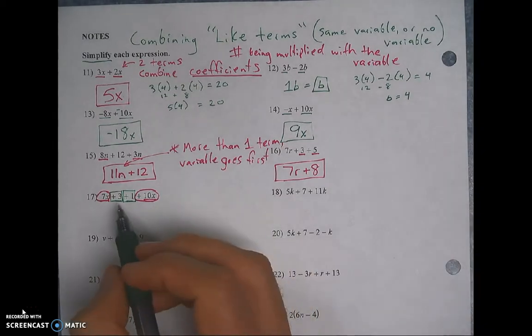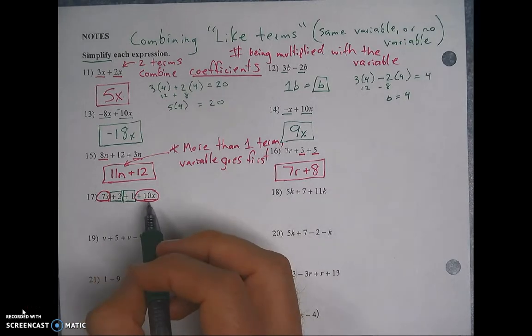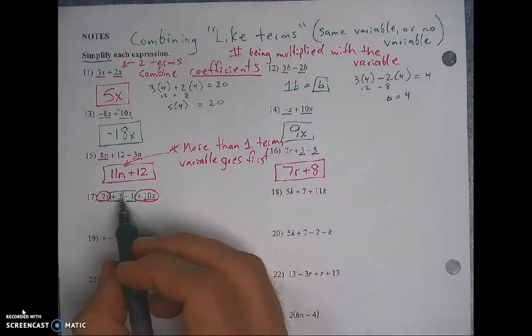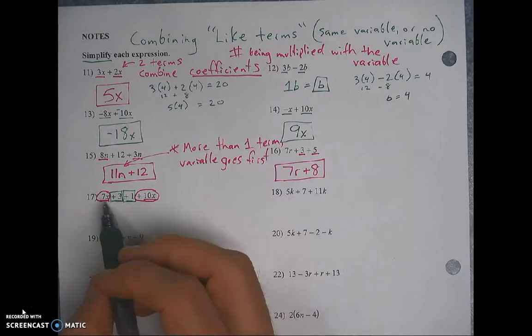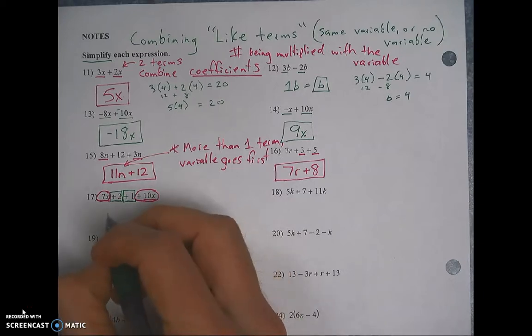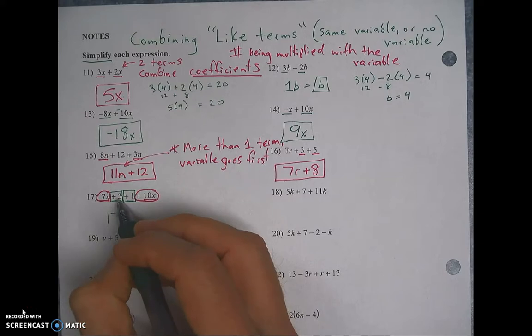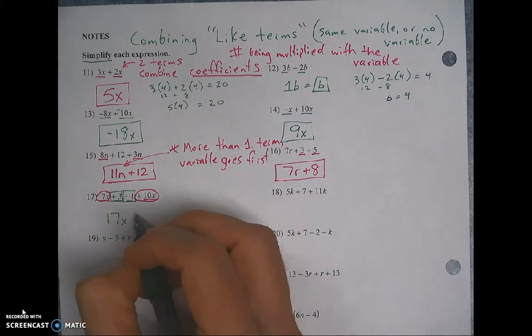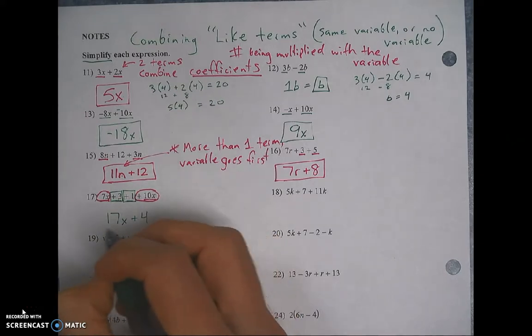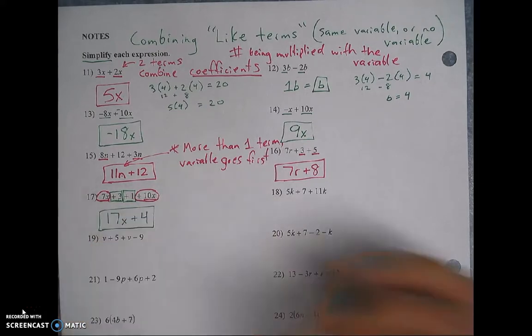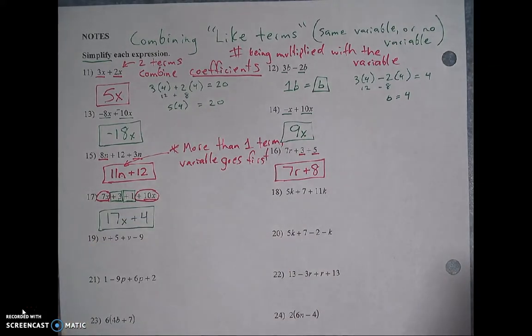Now, when I look at this, I can only combine these, and I can only combine these. So the 7x and the 10x is a 17x, and the 3 and the 1 is a 4, a positive or a plus 4. So it had 4 terms, and I simplified down to 2 terms.